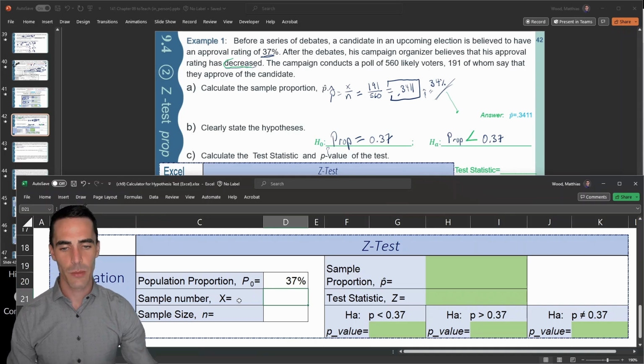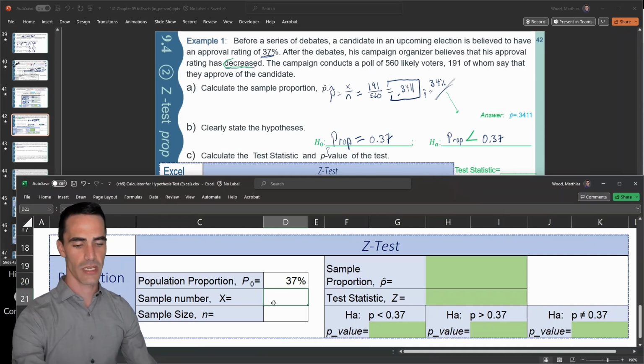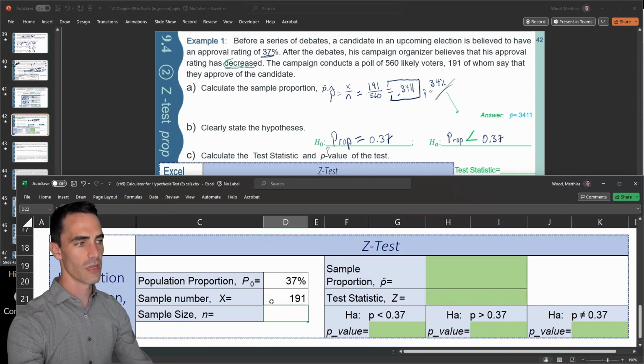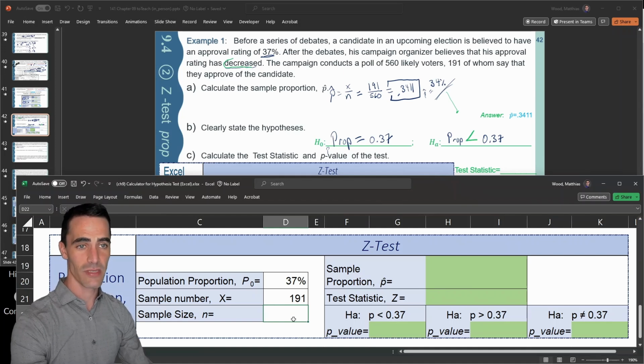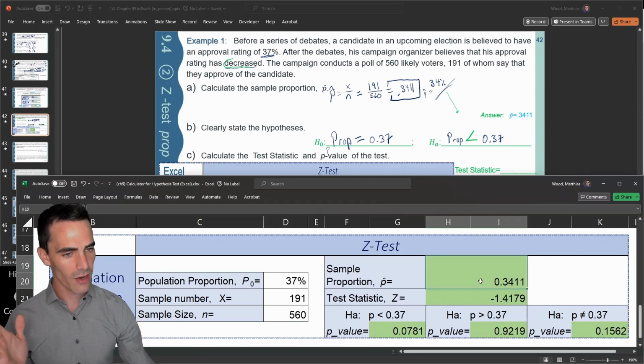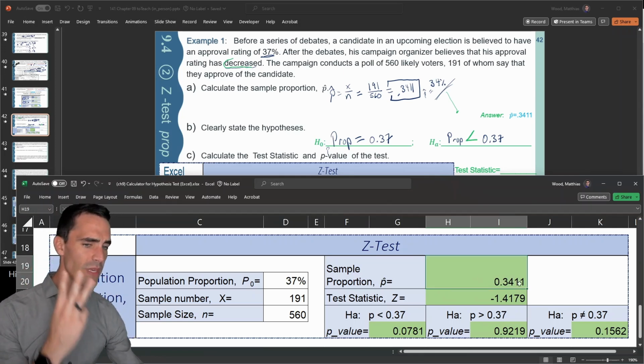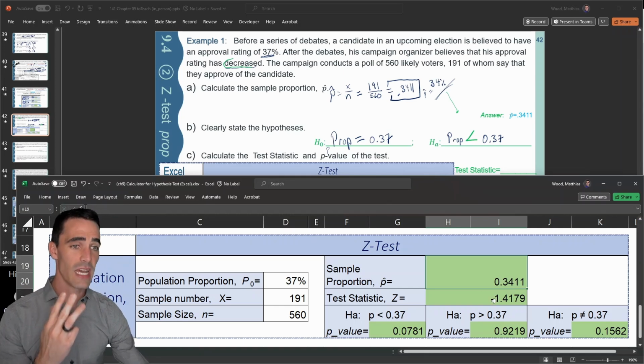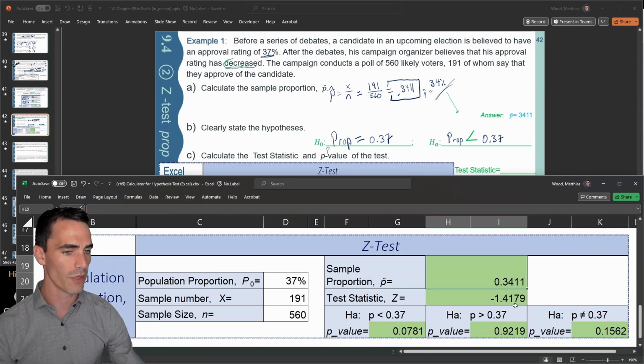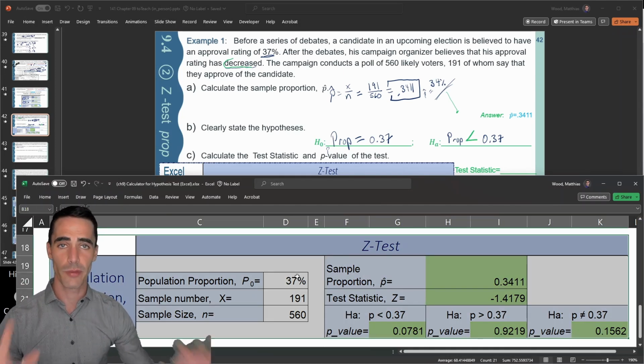Then I need X, the number of individuals doing what we're interested in, which in this case was 191 individuals. And lastly, I need my sample size n. There were 560 of those. And we should be vindicated a little bit. Our sample proportion, there it is, 0.3411, saves us a little bit of time. And then we get three different p-values based on our test statistic, which reads negative 1.4179.